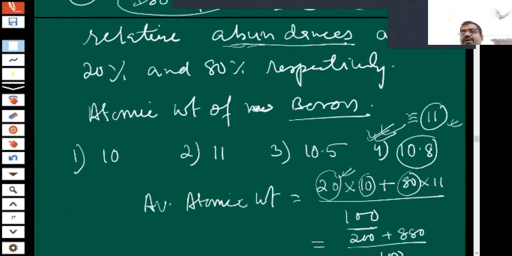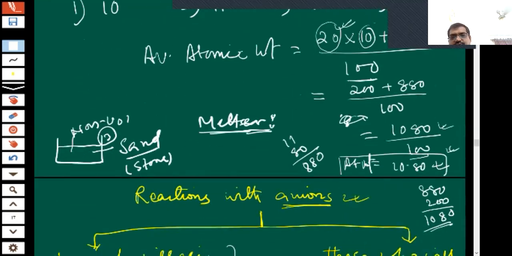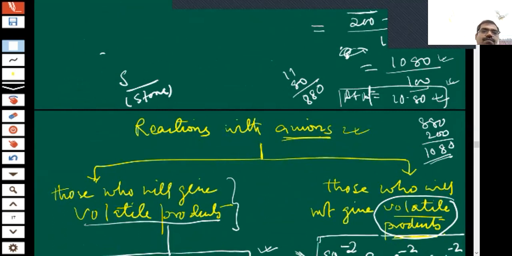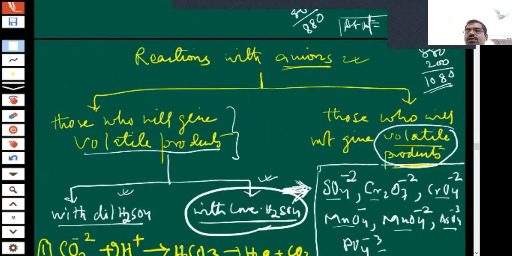Some people sometimes ask why this decimal is coming. So the reason is because of isotopes. Many elements are present in the form of isotopes. So we have to find out their relative abundance, and then accordingly we have to take the average atomic mass. If you don't have any problem, or if any problem, please let me know. So in this way, we'll move to another question.